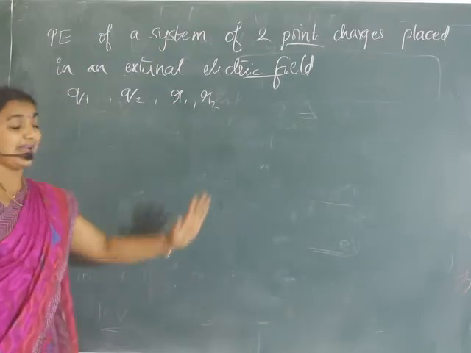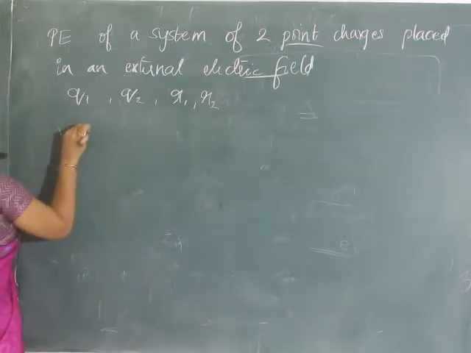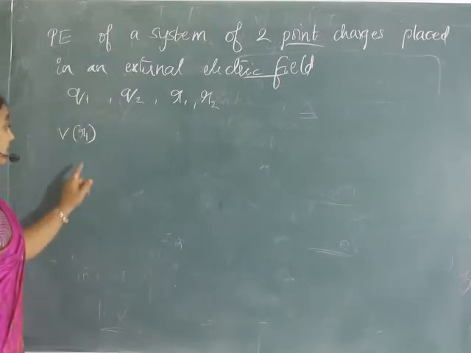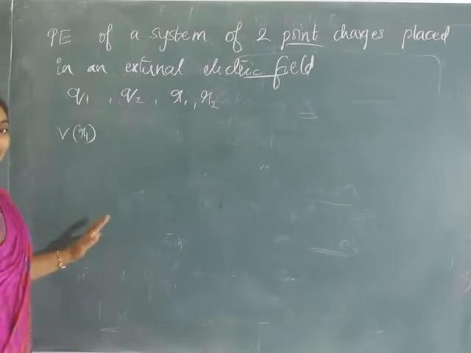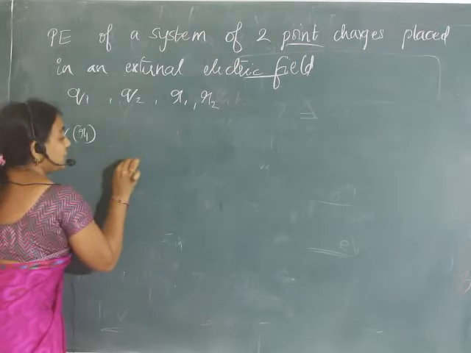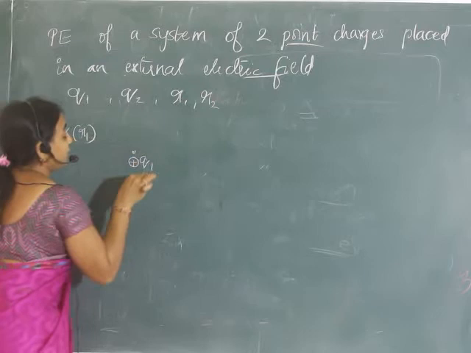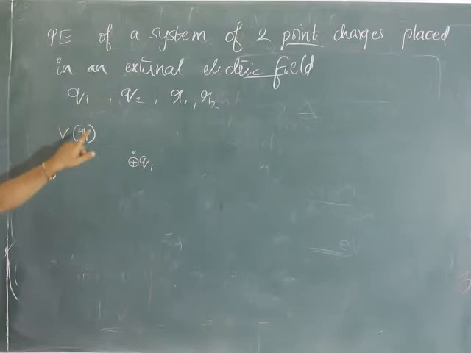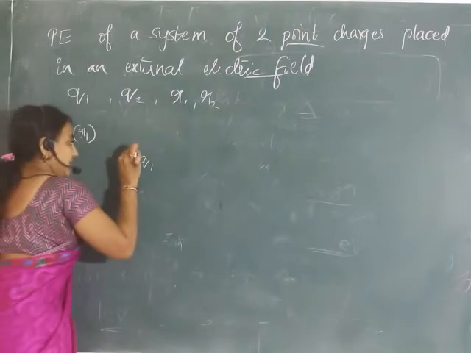Initially, let there be the external electric field. Due to the external electric field, V of R1 is the potential at a point with the position vector R1. Initially, we want to place the charge Q1 at the point with position vector R1. Because of the electric field present, the potential at the point is V of R1.